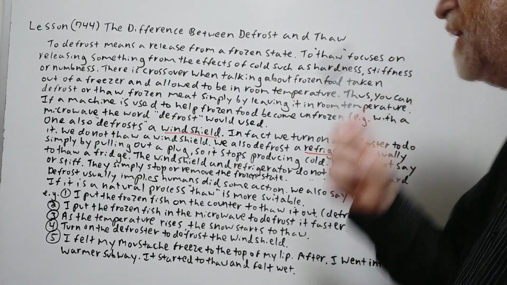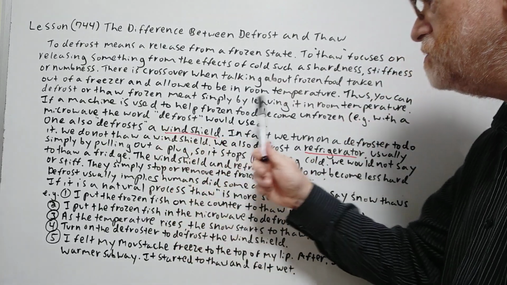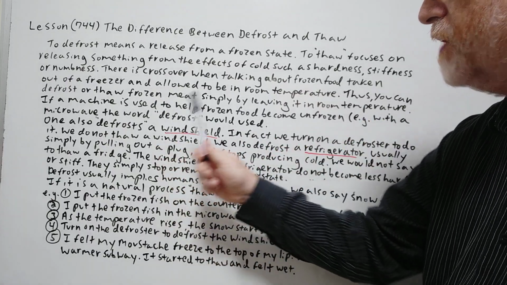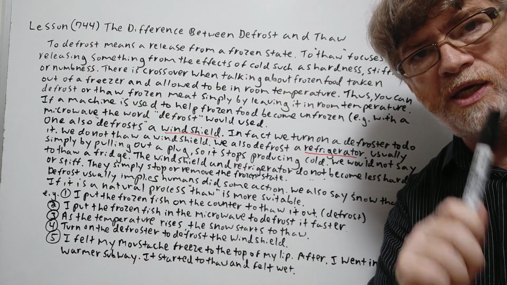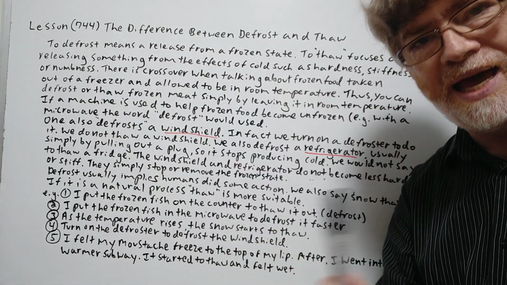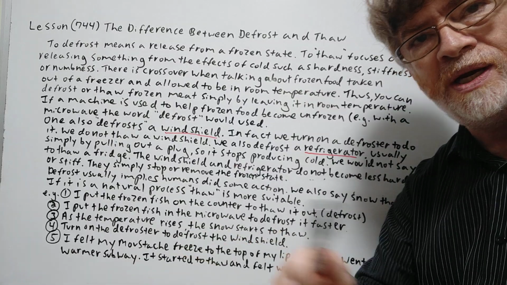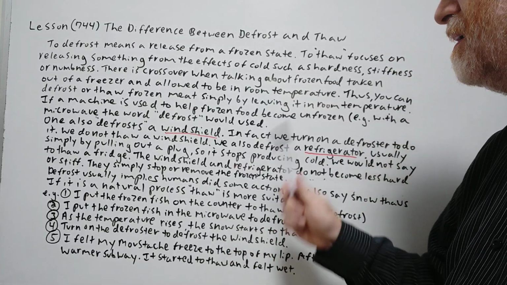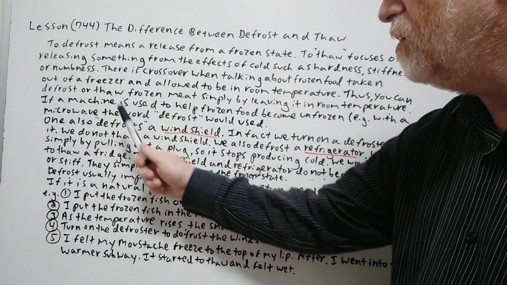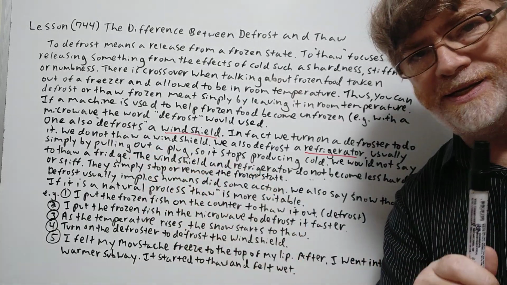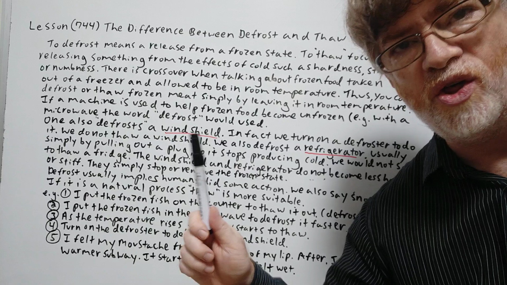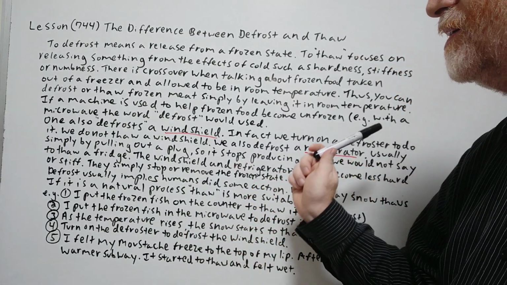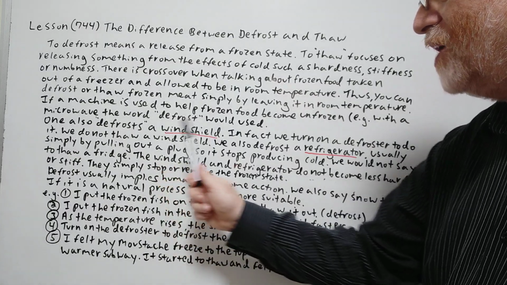Let's continue. If a machine is used to help frozen food become unfrozen, for example, with a microwave, defrost would be used. So it's a machine, and we are going through the action of doing something to make it unfrozen here. All right, let's continue. One also defrosts a windshield. You would never hear anybody say that they thaw a windshield. In fact, we turn on a defroster to do it. We do not thaw a windshield.